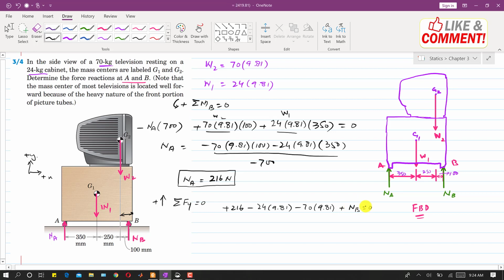If we take this NB to the other side, this will be minus NB. So we can solve this and find NB, the normal force at point B. This comes out to be 706 newtons. So this is the reaction, the normal force at point B, and this is the normal force at point A. So this is the solution of this problem.